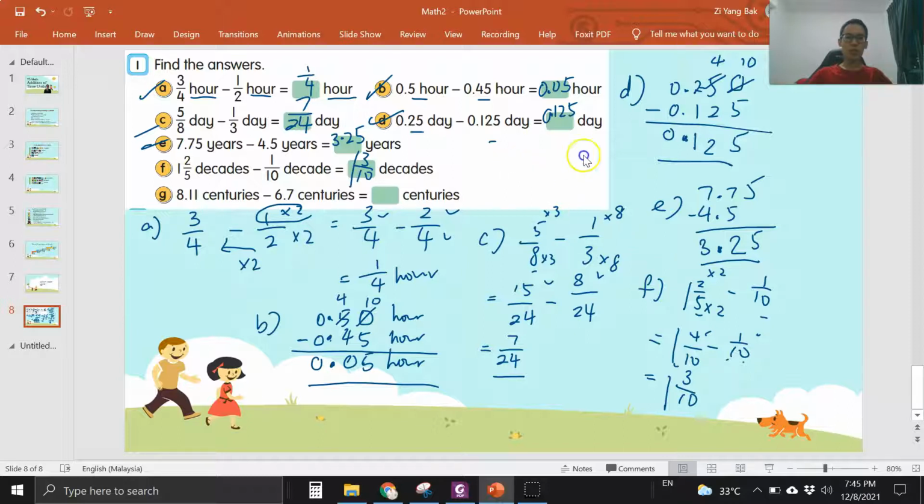Okay, question G. 8.11 minus 6.7. Okay, you can put a 0 here. 1 minus nothing is 1. This one not enough. Plus 10 minus 1. 11 minus 7, 4. 7 minus 6, 1. 2 decimal places. So we get 1.41 centuries.